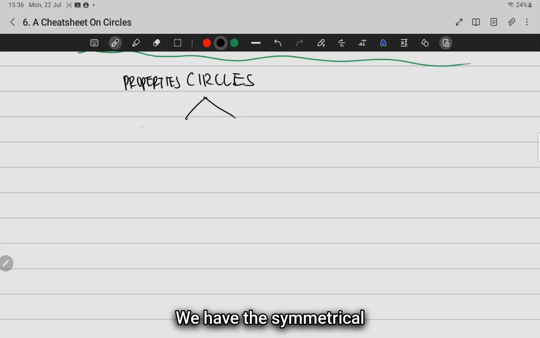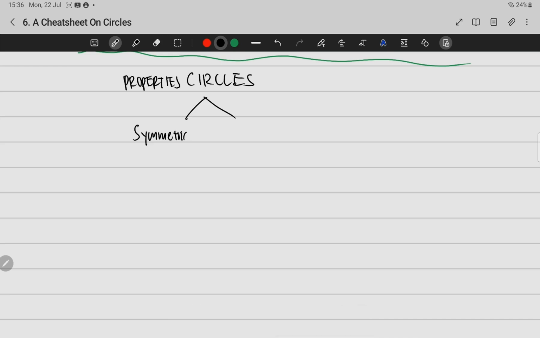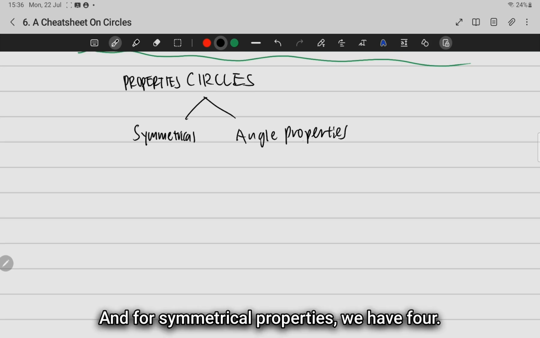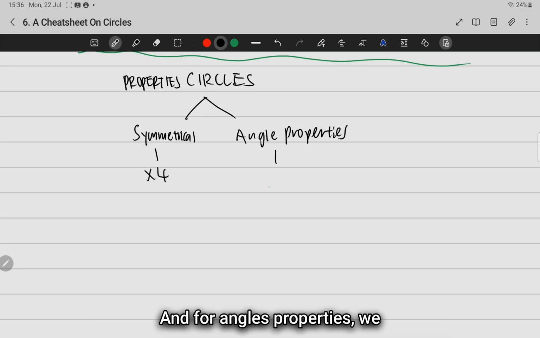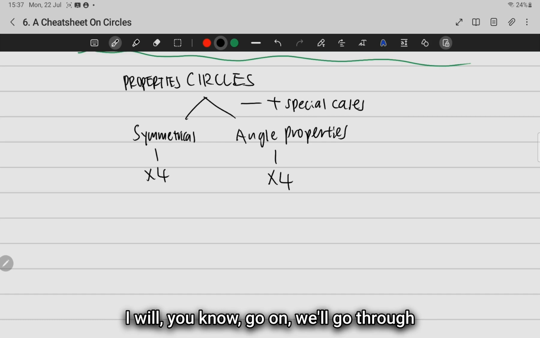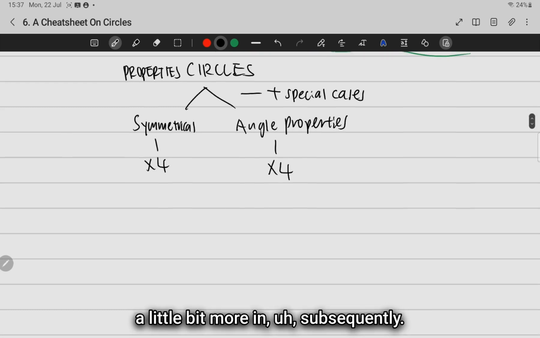We have the symmetrical properties as well as the angle properties. For symmetrical properties, we have 4. And for angle properties, we have 4. And that's pretty much it. And of course, with special cases, which we'll go through a little bit more subsequently.